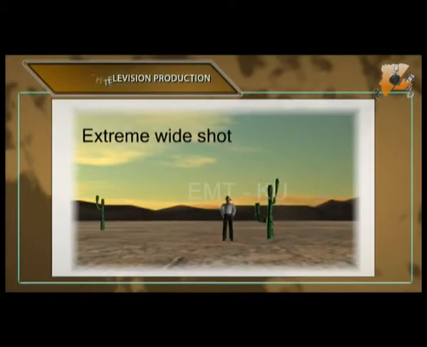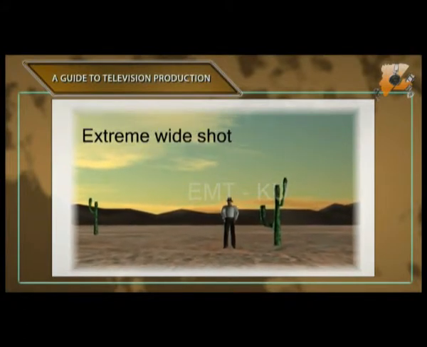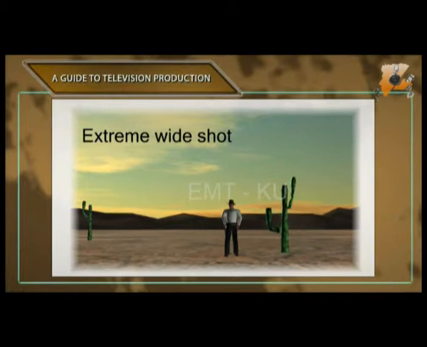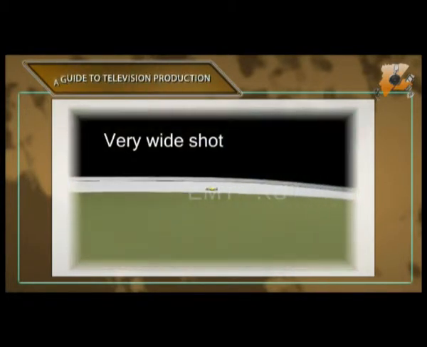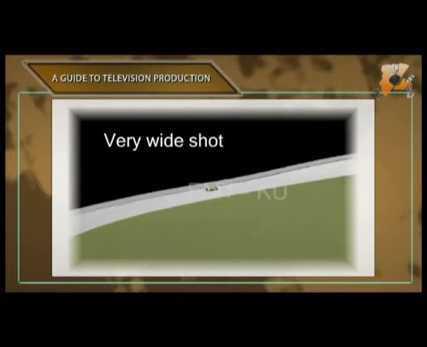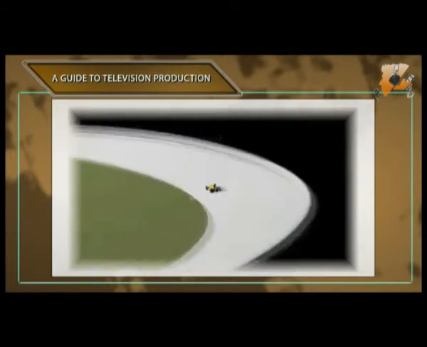Extreme wide shot. The view is so far from the subject that the subject isn't even visible. This is often used as the establishing shot. Very wide shot, the subject is barely visible, but the emphasis is still on placing the object in the environment.